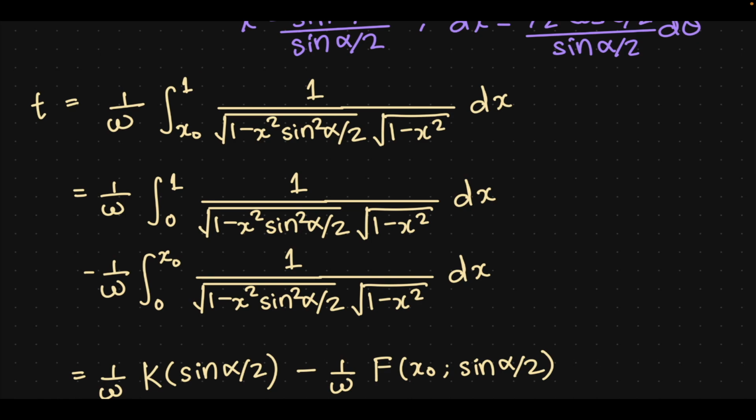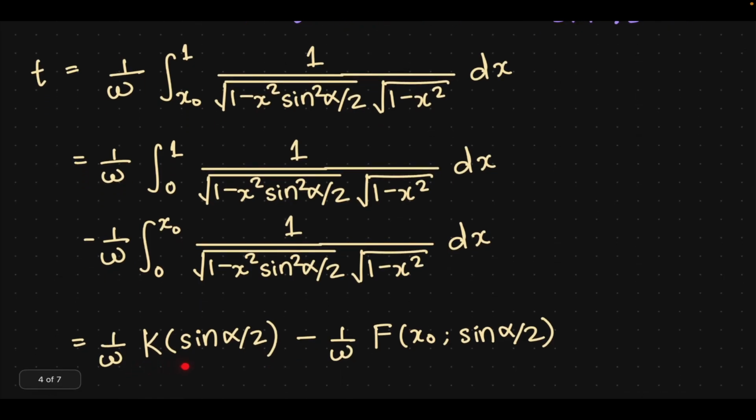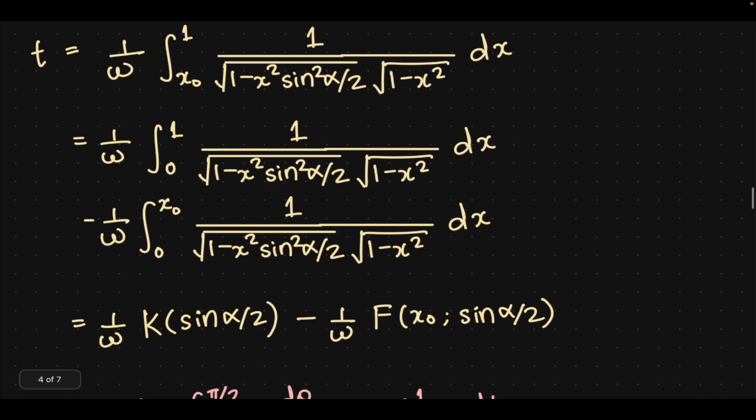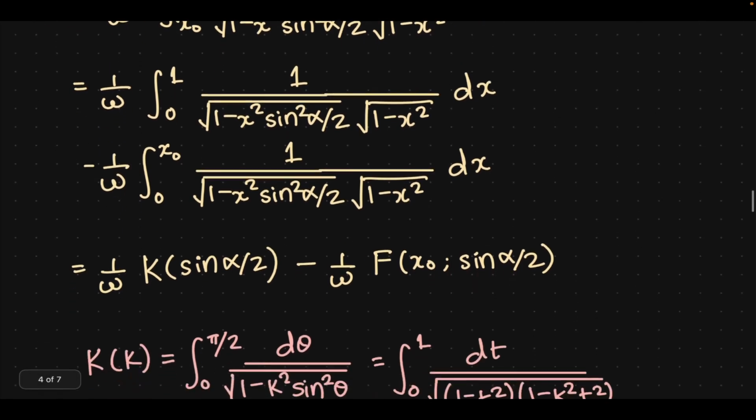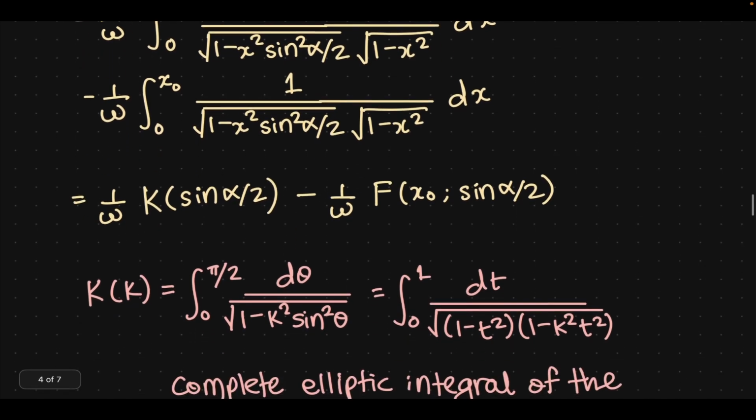And then I'm going to break this x naught to 1 interval as 0 to 1 minus 0 to x naught. Why is that? Because the first one we can write as the complete elliptic integral of the first kind, evaluated at sine alpha by 2, with of course the 1 over omega prefactor, minus 1 over omega times the incomplete elliptic integral of the first kind, evaluated at x naught semicolon sine alpha by 2. So I'm going to write down what these are.